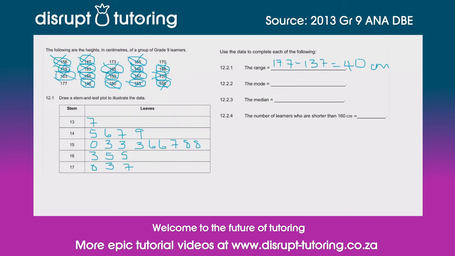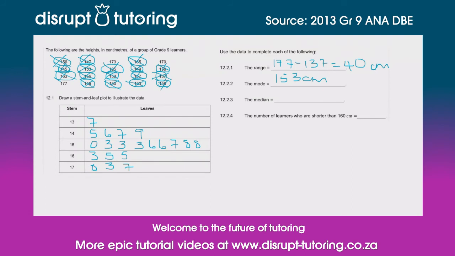Then the mode is the most often. Okay, so the number that features the most is our mode, and we've seen that 153 is featured 3 times, which is more than any of the others. So our mode is going to be 153 centimeters.